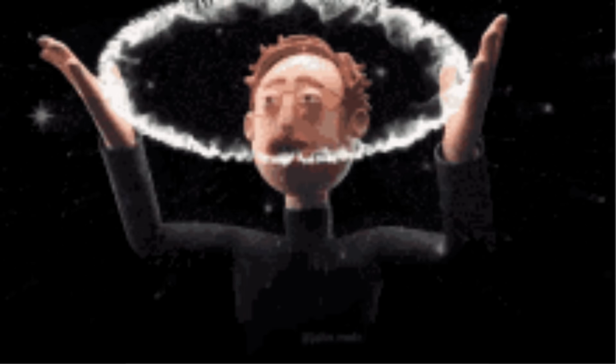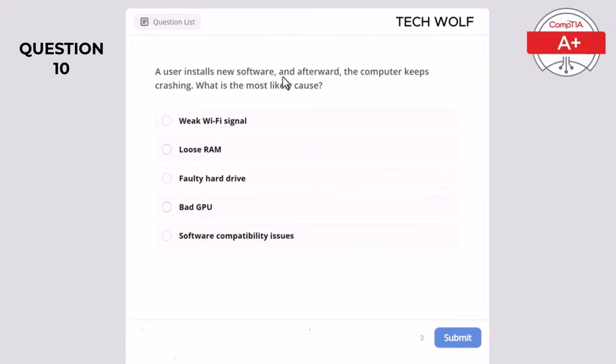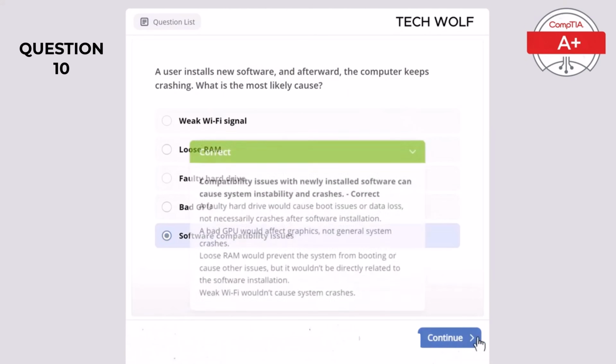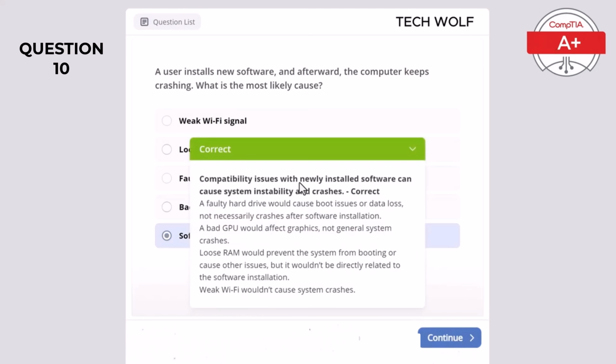Question number 10. A user installs new software and afterward the computer keeps crashing. What is the most likely cause? And the correct answer here is software compatibility issues, as compatibility issues with newly installed software can cause system instability and crashes.